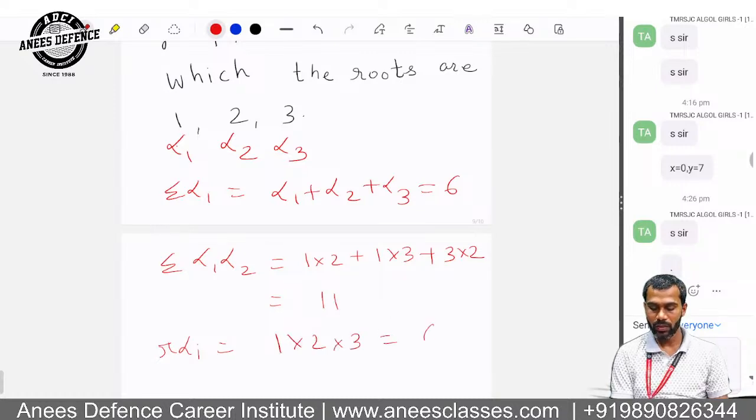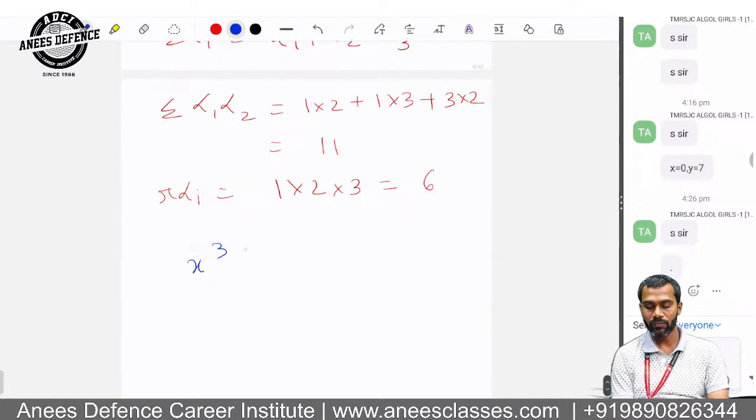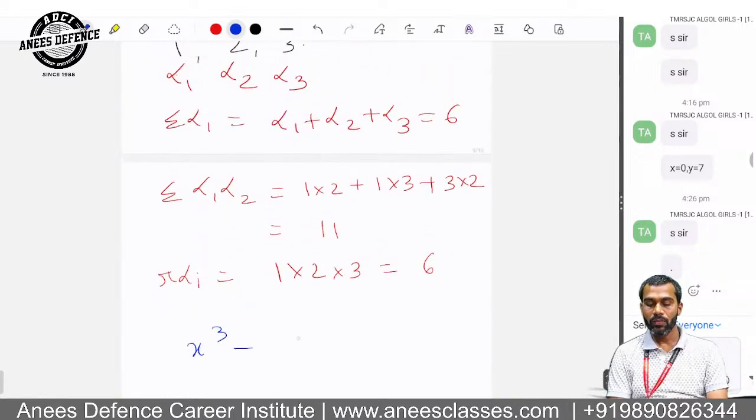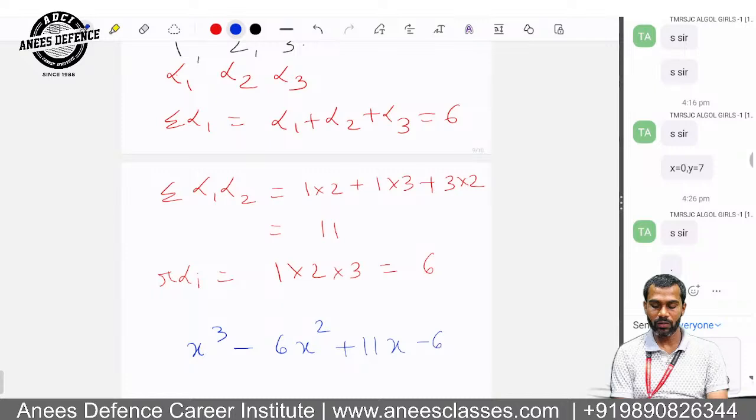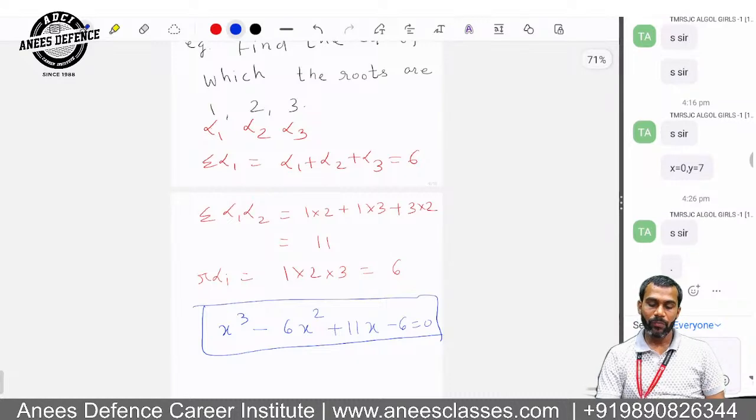That is 6. Now put alternate sign and keep decreasing the power. So x cube minus, first of all, summation alpha 1 which is 6, plus 11x minus 6. Yes, online students, have you understood?